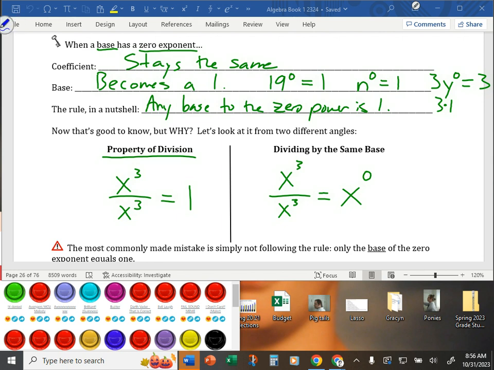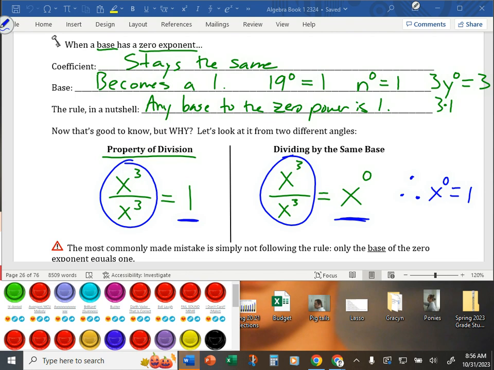But x to the 0 is equal to 1. If we have the same thing equal to two different things, what does that mean about x to the 0 and 1? They're also equal. They have to be. If x cubed over x cubed is equal to two different things, then they must be equal to each other. So if x cubed over x cubed is equal to 1, and x cubed over x cubed is also equal to x to the 0, therefore x to the 0 equals 1.